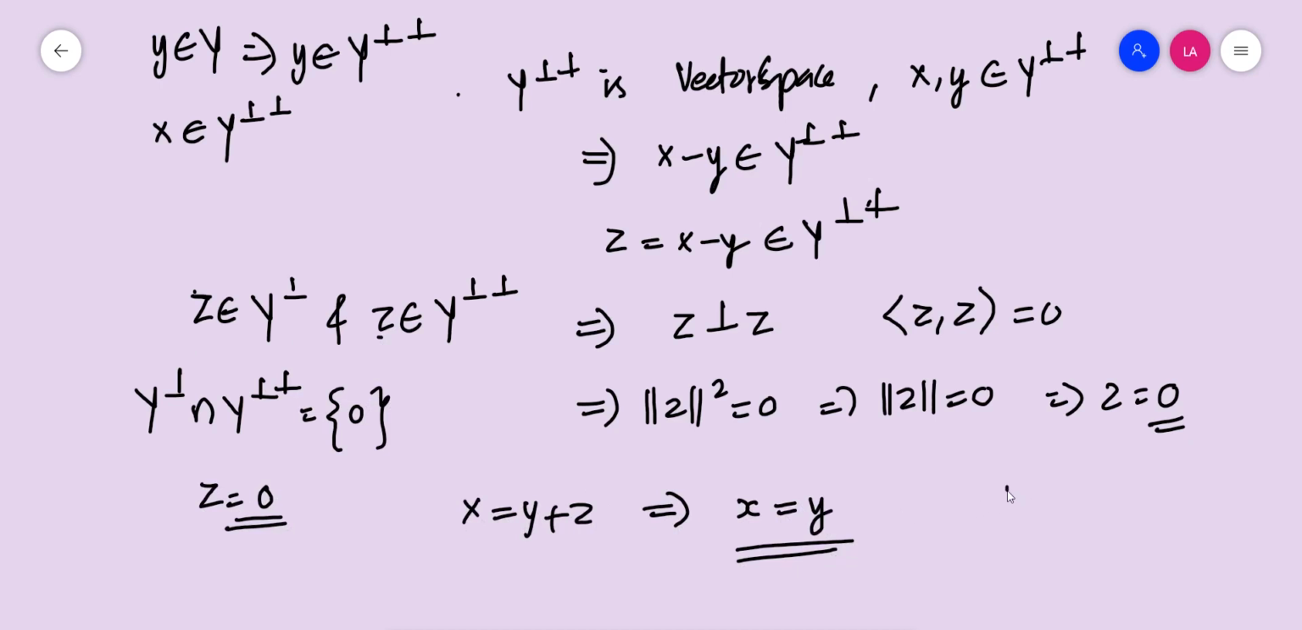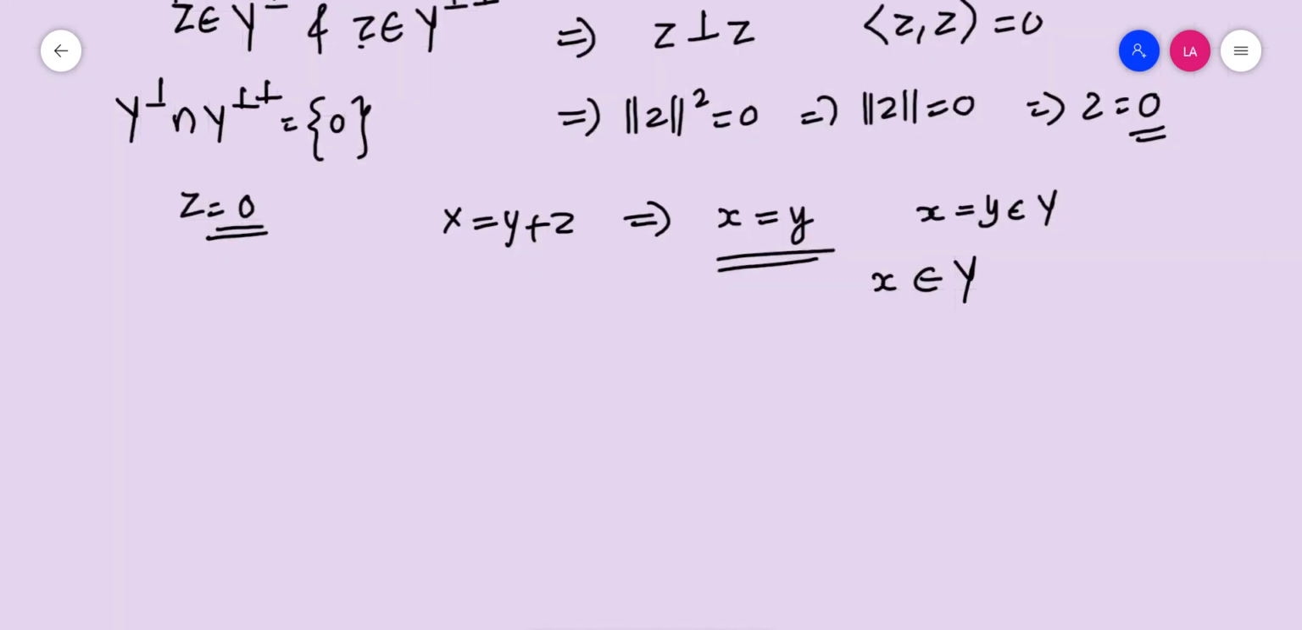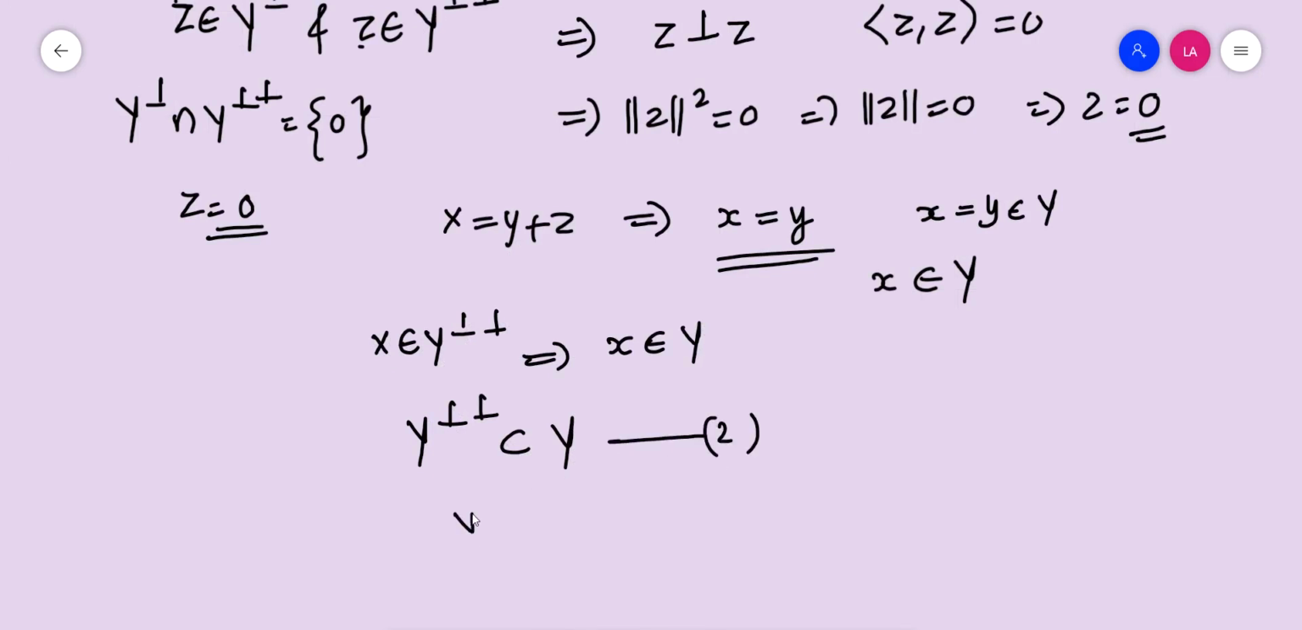So where Y is an element of Y. Since Y is equal to X, we can say that X is an element of Y. Thus, we have proved that we started with an element X, which is an element of Y perpendicular perpendicular, and we have proved that X is an element of Y. Since X is arbitrary, Y perpendicular perpendicular is a subset of Y. Combining these two, we get Y is equal to Y perpendicular perpendicular whenever Y is a closed subspace.